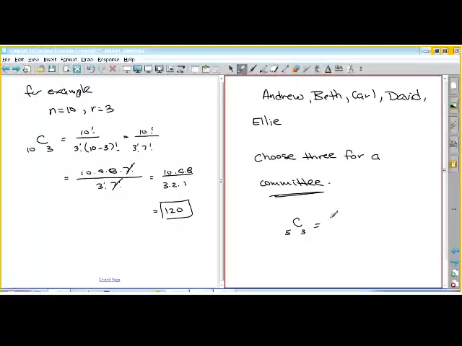So you get n factorial. Let me write it out. I have it memorized, but you guys don't. N factorial over r factorial times n minus r factorial. So since we've just identified those, let me write them down. So you've got n is equal to 5, r is equal to 3. So you plug those in, 5 factorial divided by 3 factorial times 5 minus 3 factorial.